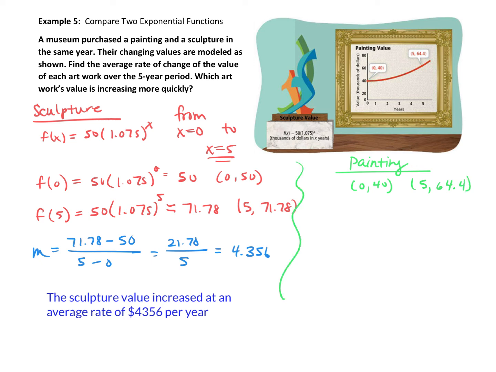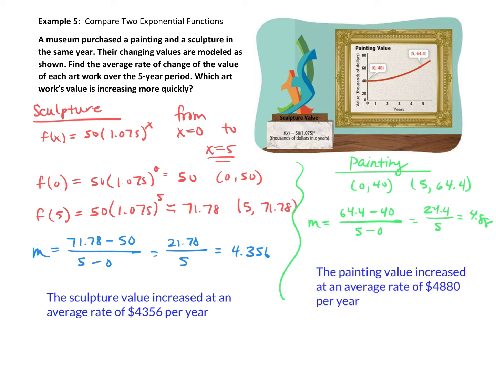Let's find slope. So average rate of change of slope is equal to 64.4 minus 40, y2 minus y1, over x2 minus x1. When we subtract that, we get 24.4 over 5, which equals 4.88. So what that means is that the painting value increased at an average rate of $4,880 per year. So there is that one written out.